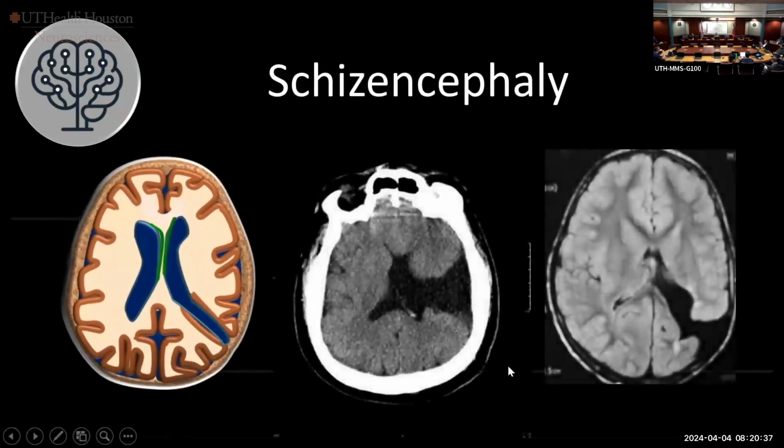So this is how you look at schizencephaly. It's tough when they're little, but if you look at the cortex and watch carefully, you're going to see the schizencephalic defects there. They can be, as you all know, open lip or closed lip. It just depends if there's CSF around them or not.